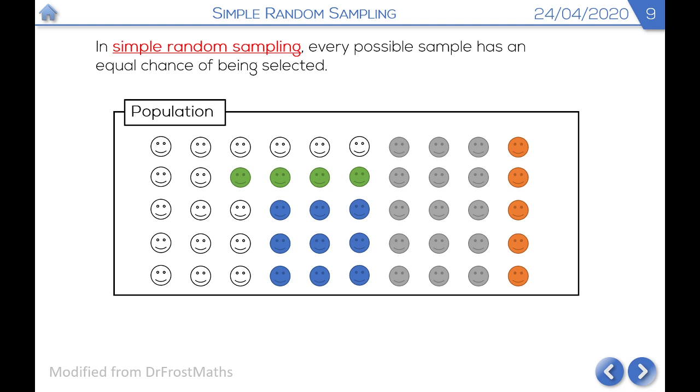Okay, so the first one we're going to look at is called a simple random sample, and in a simple random sample, every possible person or thing has an equal chance of being selected. So we'll keep coming back to this picture where we've got some white people, green, blue, grey and orange. Doesn't matter what colour the person is, they would have an equal chance of being selected. When you do random samples, you quite often get people selected next to each other. They don't have to be evenly spaced apart. They're just completely chosen at random.